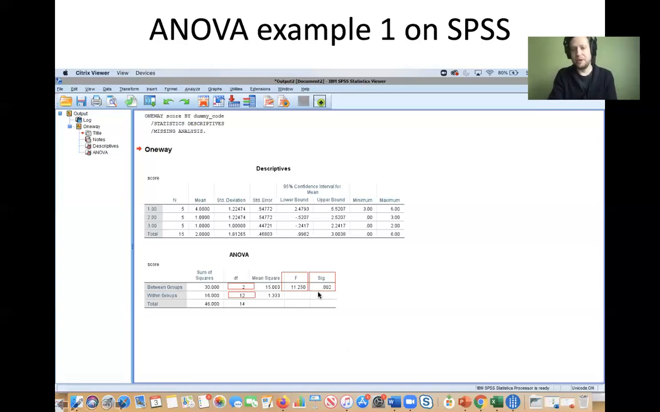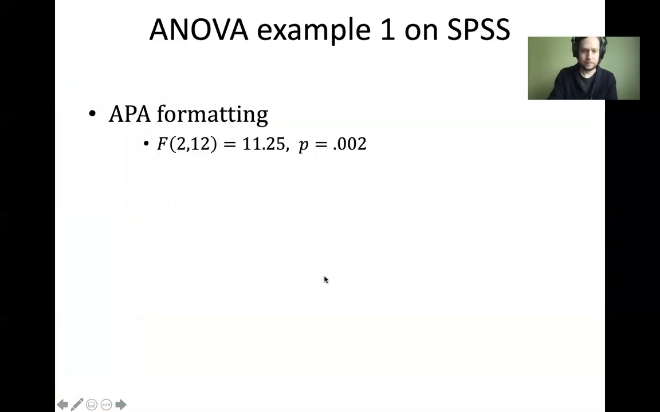But with SPSS, we don't need the critical F. We don't need the F table because SPSS knows all the critical Fs and it can do the calculations for us. Instead, it just gives us the p-value. And if the p-value is less than 0.05, less than alpha, then we have a significant effect, which is basically the same as looking up the critical F. And if your F value is bigger than critical F, then you have a significant effect. The p-value in SPSS tells us the exact same information.